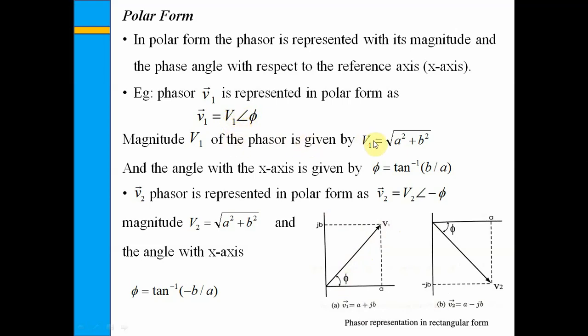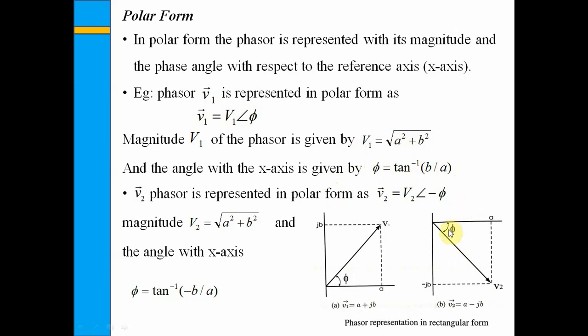Now the magnitude V1 is obtained as the square root of A squared plus B squared, where A is the horizontal component and B is the vertical component. So A and B are the components in the rectangular form of representation, and by using them we get the magnitude for the polar form. Now the angle which the phasor makes with the reference axis is obtained as phi = tan inverse of B by A.